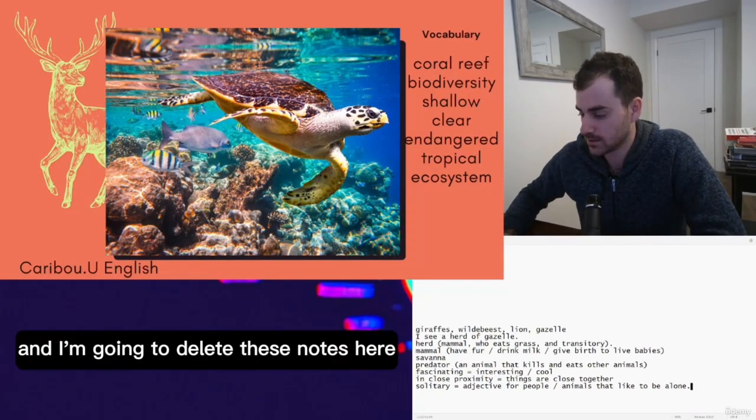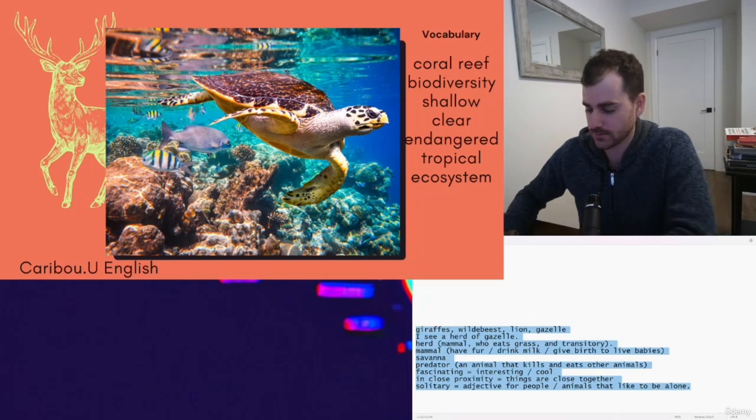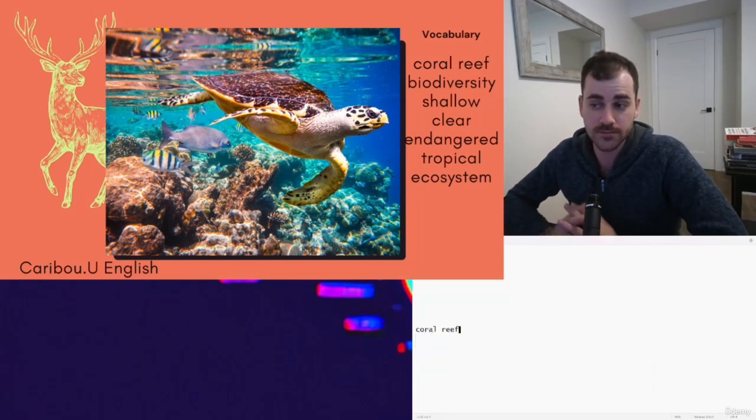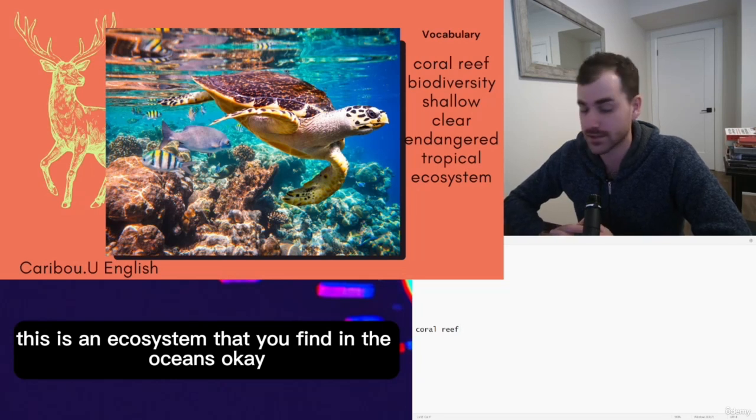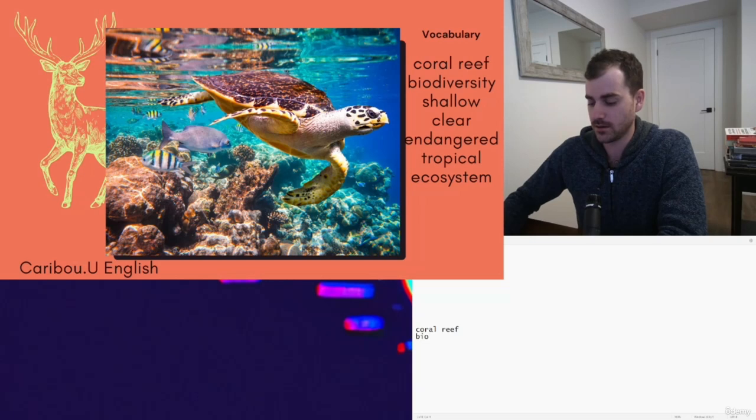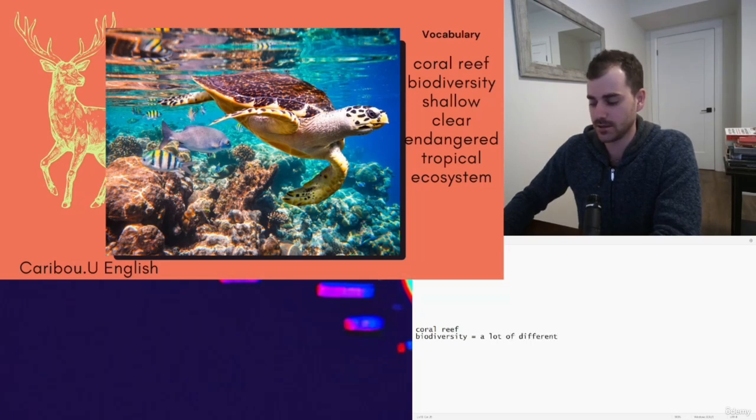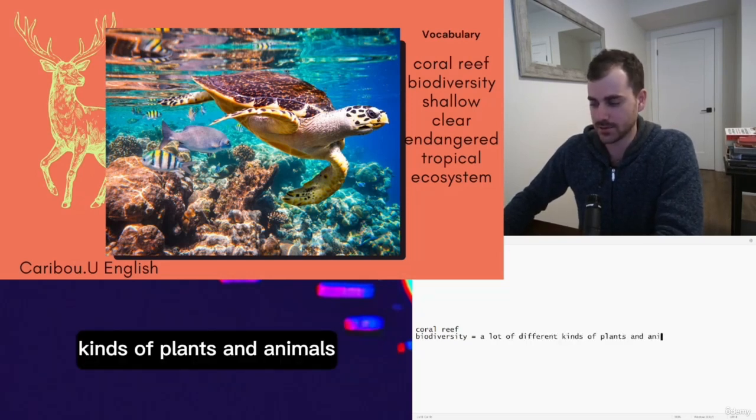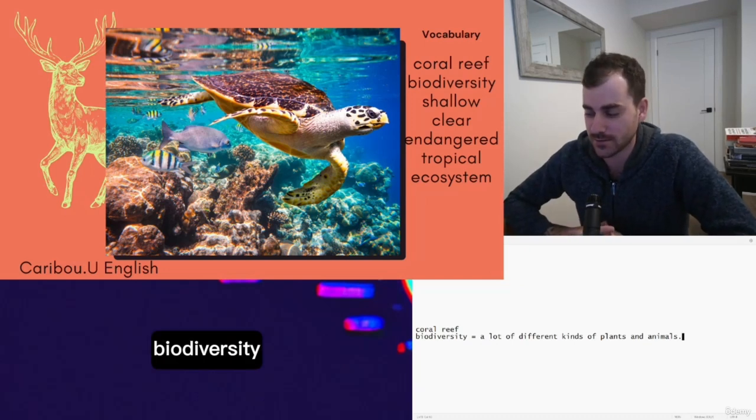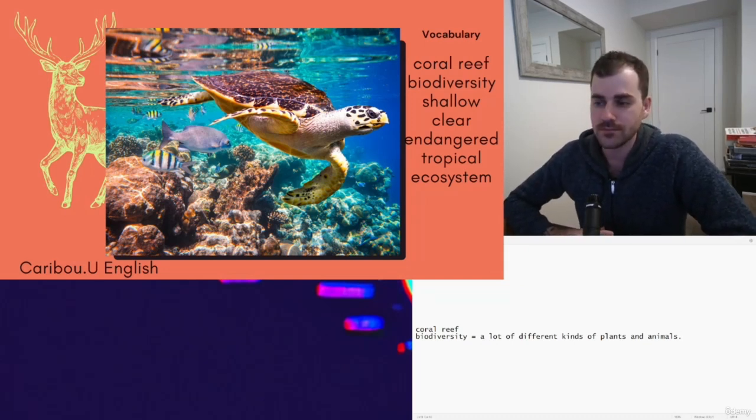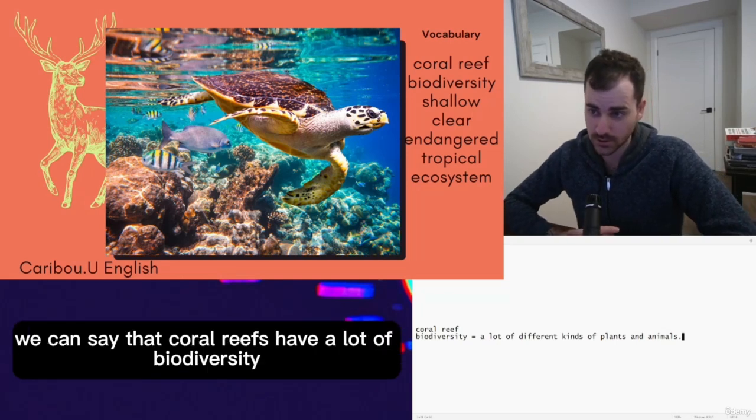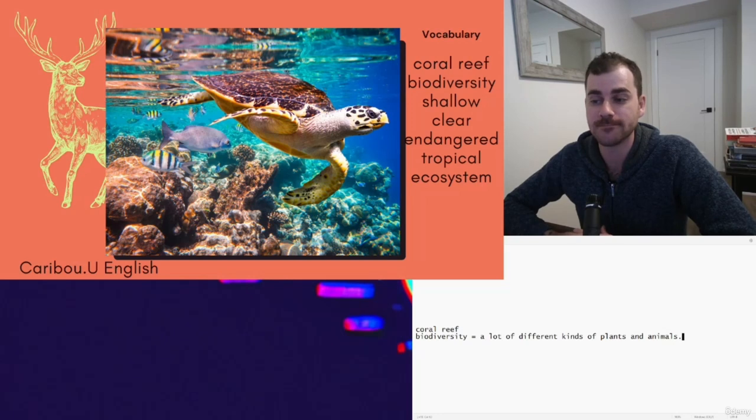And I'm going to delete these notes here and start again. So we have coral reef. This is an ecosystem that you find in the oceans. Okay. Biodiversity. So this just means that there are a lot of different kinds of plants and animals. Biodiversity. So starting with these two words, we can say that coral reefs have a lot of biodiversity.